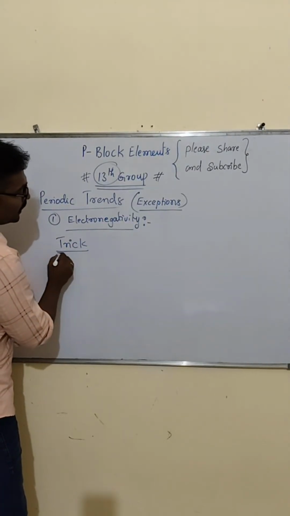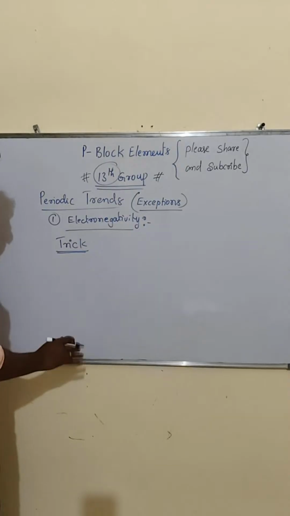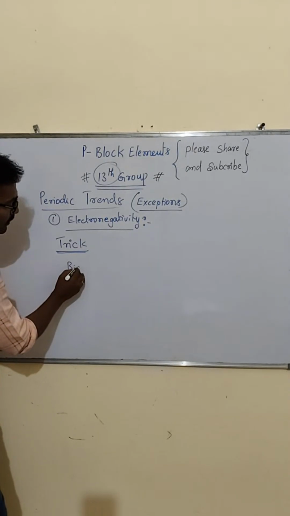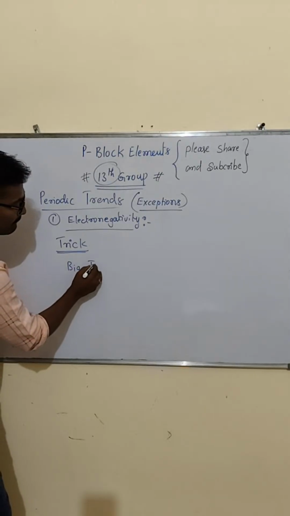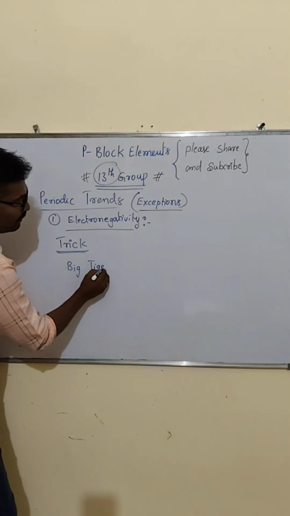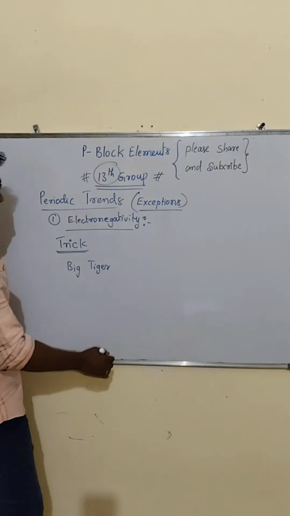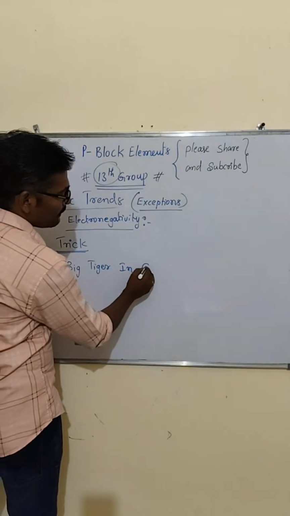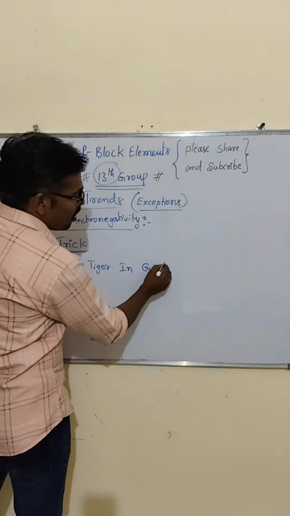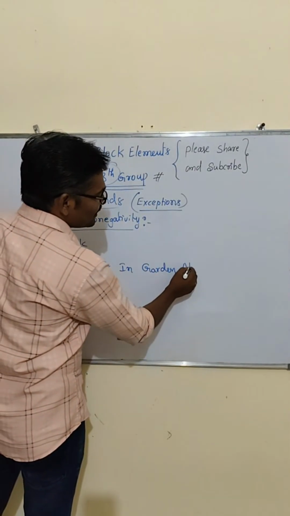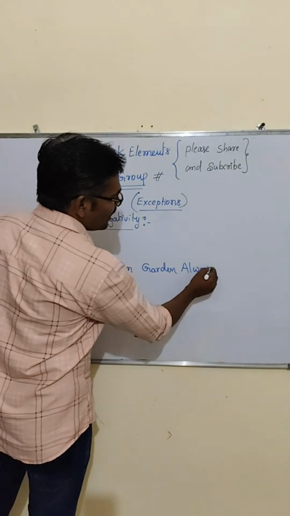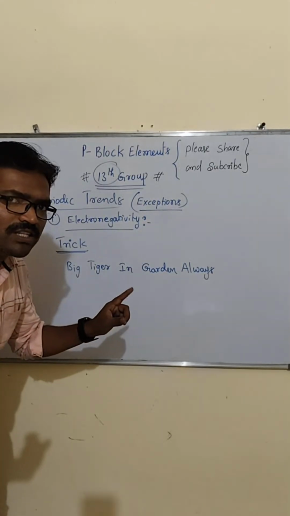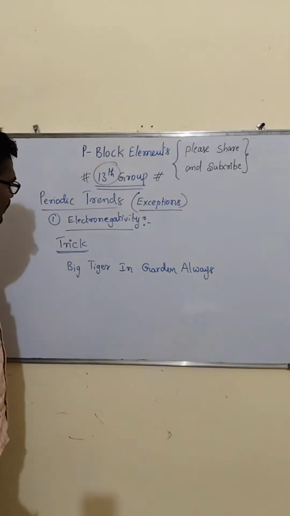Trick for the electronegativity of 13th group elements: Big Tiger in Garden Always. Remember, my dear students, Big Tiger in Garden Always. Very, very important shortcut trick.